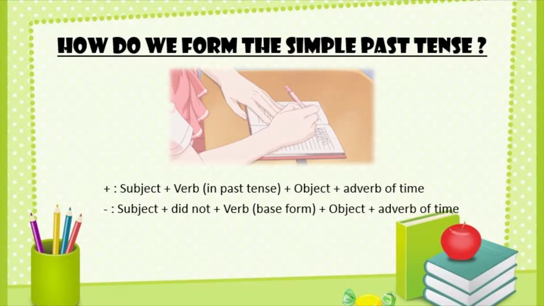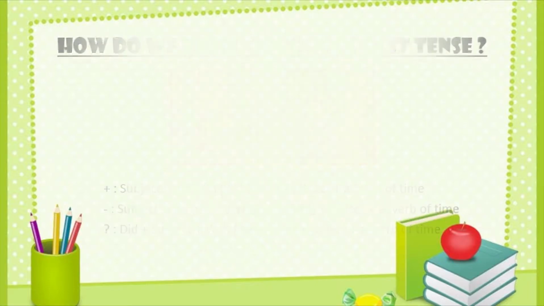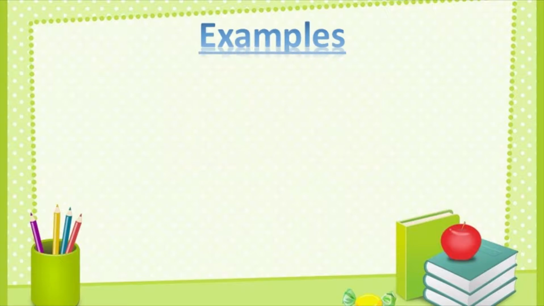That's for the negative. And how about the interrogative sentence? Don't forget to put did at first and then plus the subject plus the verb. Same as the negative. You must use the base form word, okay? Plus object and also the adverb of time. Well, if you already know the rules, now let's see the examples.